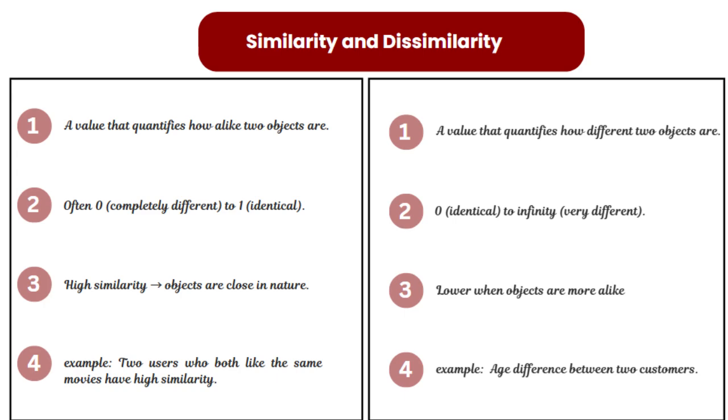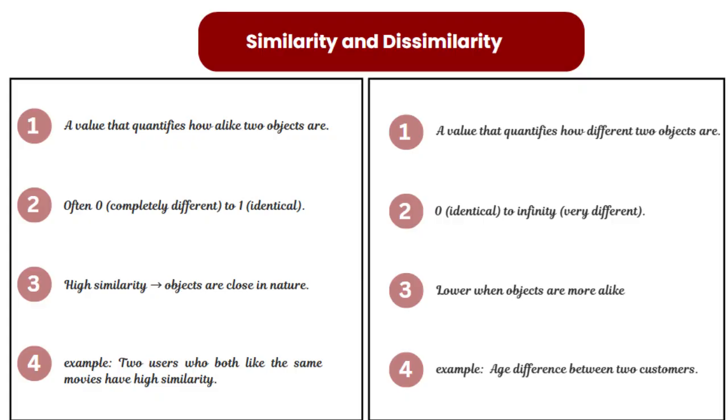And on the right-hand side is dissimilarity. Dissimilarity is a numeric measure of how different two objects are. Dissimilarity scores start at 0, where objects are identical, and can grow without bound as objects become more different. When objects are more alike, similarity increases, which means dissimilarity decreases. For example, the age difference between two customers: the age gap between customers is a dissimilarity measure. The bigger the gap, the more dissimilar.